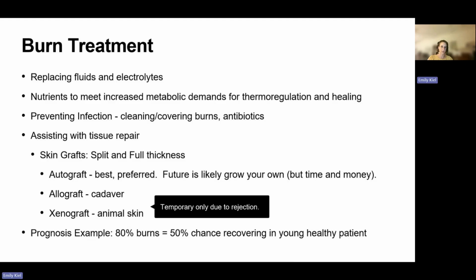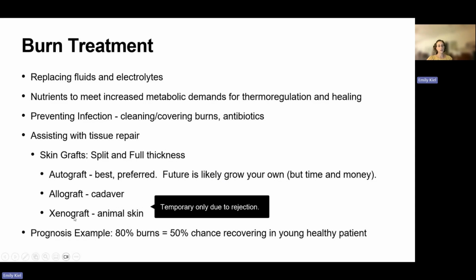So there are different kinds of skin grafts. You can have a split thickness graft or a full thickness, depending on how much skin is damaged, on the location, on the type of skin you have for a donor site. An autograft, so auto meaning self, is the best and is preferred. In the future, we're hoping that we can take skin cells from a person and grow them in a petri dish, so that you don't have to donate big pieces of tissue, but time and money is a problem.